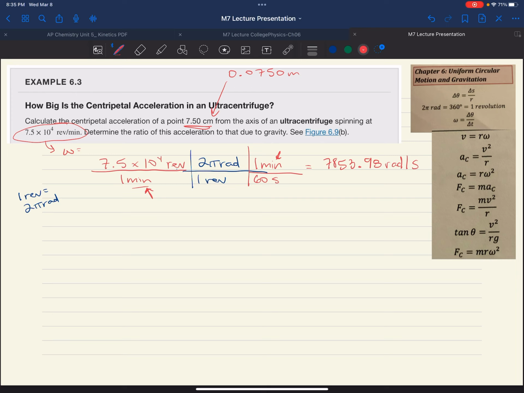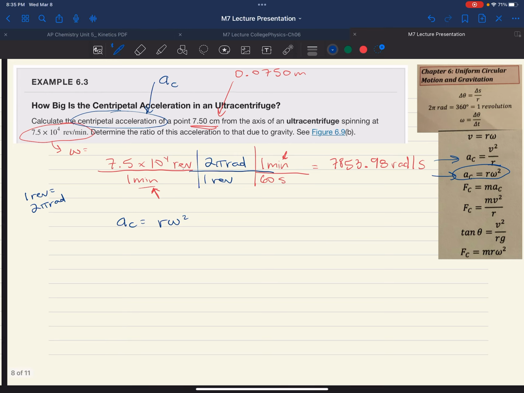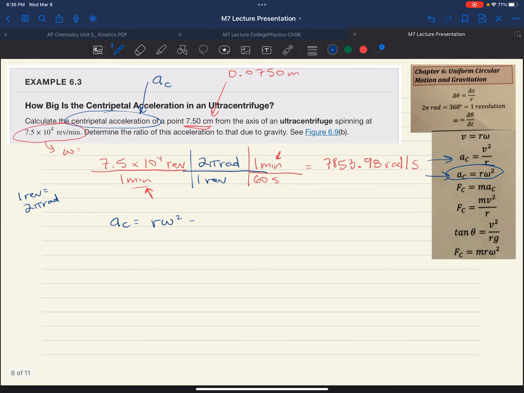Since we are not looking for the same thing we were looking for in the first problem, instead it says calculate the centripetal acceleration. Centripetal acceleration is abbreviated as a with a subscript of c. And if you take a look at the equations, we see that in a couple of spots. We see it here and we see it again there. Considering the information we already have, which is angular velocity and radius, it makes more sense for us to choose this one. Centripetal acceleration equals radius times omega squared. We have those values in the correct units, so let's go ahead and plug in.